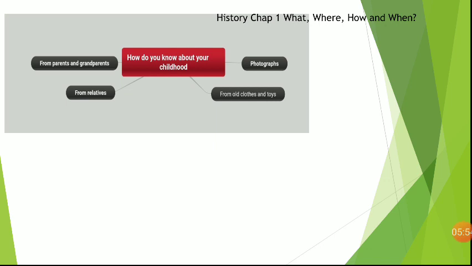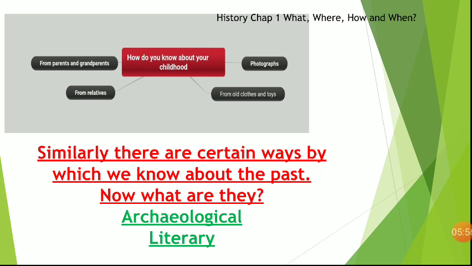Similarly, children, in history, we know about the past by two important sources, which are known as the archaeological and the literary sources. In the same way, the people who live with you, your photographs, your things, they act as a source. Similarly, archaeological and literary are also sources that help to know the past.